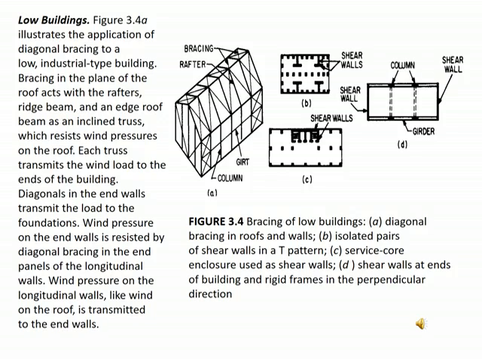It shows how the diagonal bracings are installed in the roofs and the walls. B is the isolated pairs of shear walls in a T pattern. C is a service core enclosure used as a shear wall. D is shear walls at the ends of the building and rigid frames in the perpendicular direction.